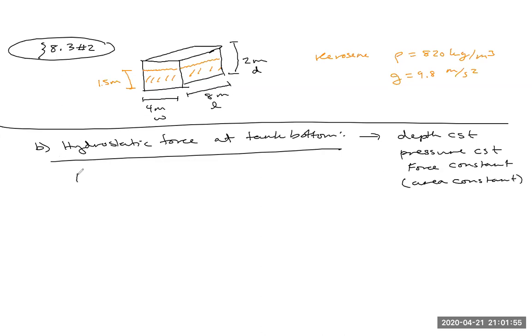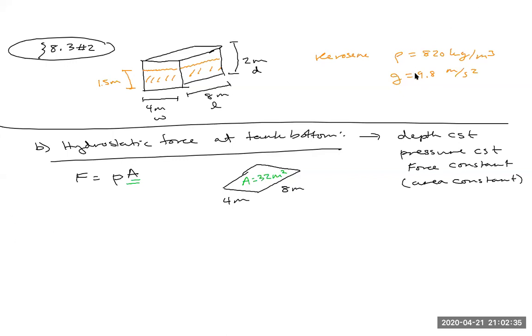So your force equation, remember that's going to be your hydrostatic pressure times the area of the cross section you have. So we're talking about the bottom of the tank, which is 4 meters by 8 meters. So your area is going to be equal to 32 square meters. And then the pressure is actually going to be the same pressure that you used in the last problem because the depth is constant.